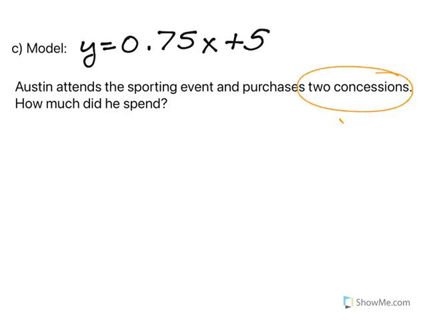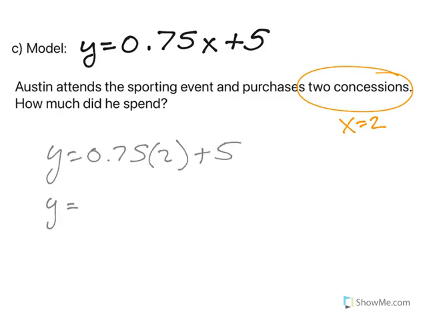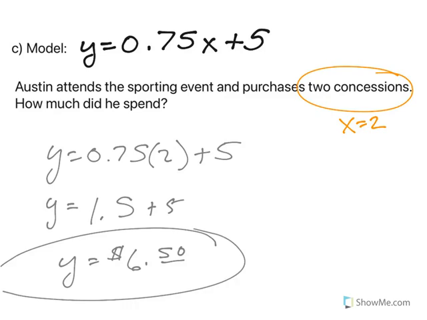2 concessions. That means x is 2. How much did he spend? y equals 0.75 times 2 plus 5. You multiply first, so 1.5 plus 5. Austin spent $6.50.